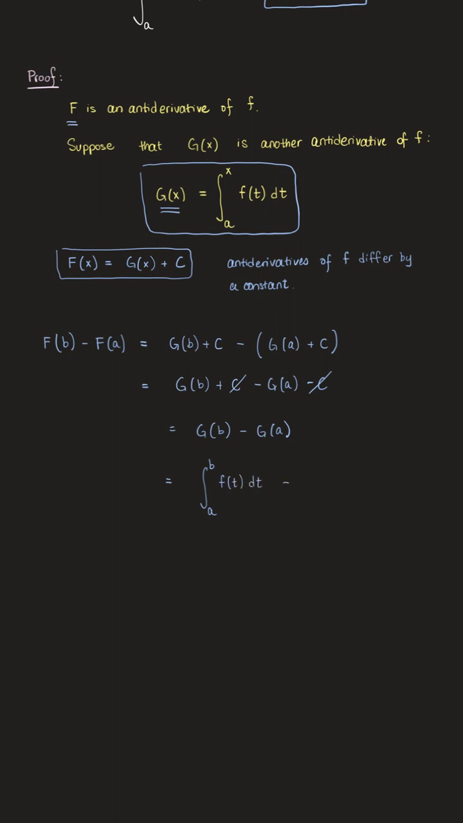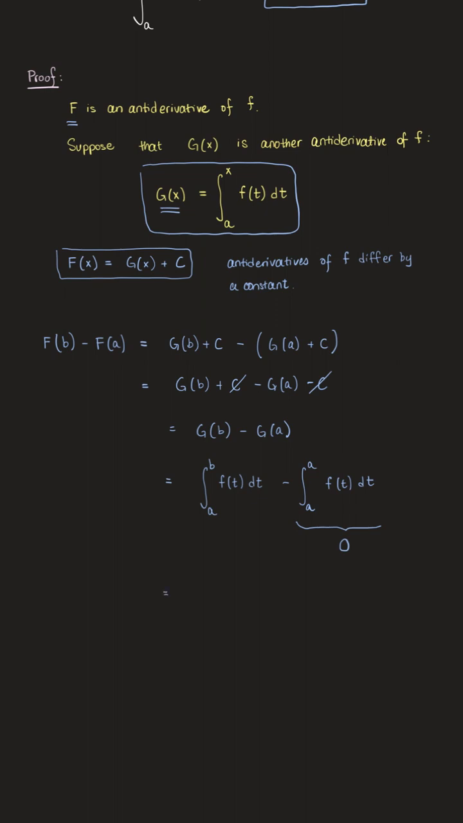And g of a will be the integral from a to a, since x is a in this case, of f of t dt. Now, we also know that when we integrate from a to a, the value of this integral is 0 because we have no width for our rectangles in the Riemann sum.